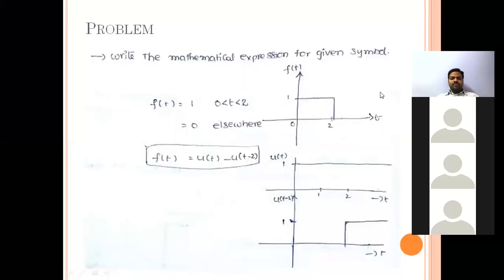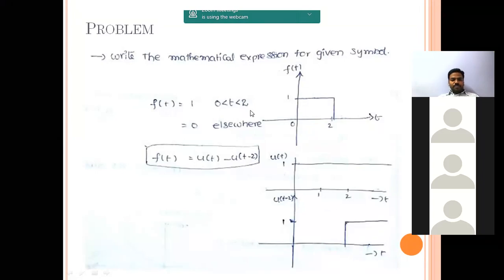Now see here. I think it is very clear. Write down the mathematical expression for the given signal. Signal is nothing but the graphical representation. The doubt that may come to your mind is why I have not included less than or equal to or greater than or equal to symbols here. Because at t is equal to 0 and at t is equal to 2, the slope changes from 1 to 0. So that is why we have not included those symbols. Okay, and it is equal to 0 elsewhere.